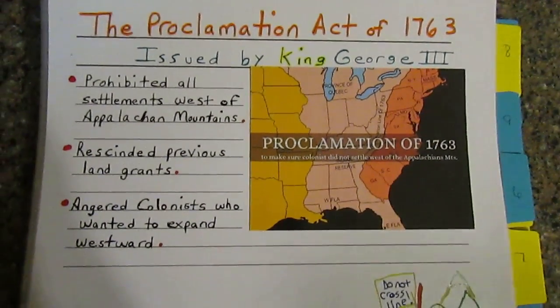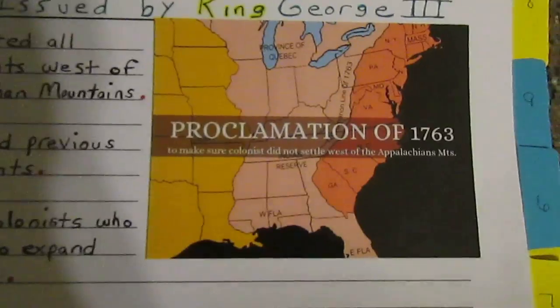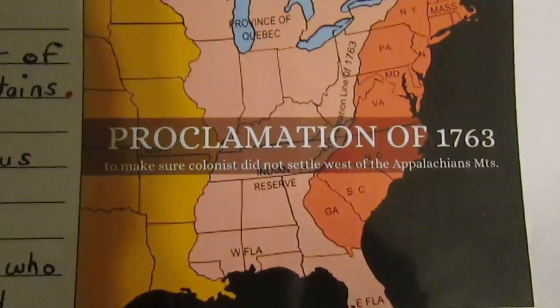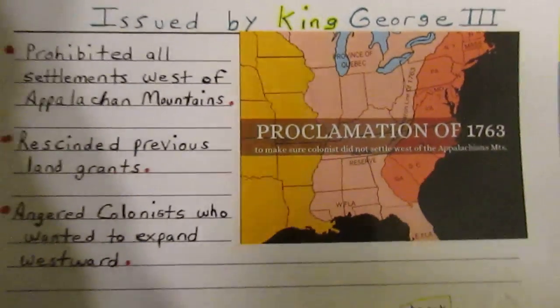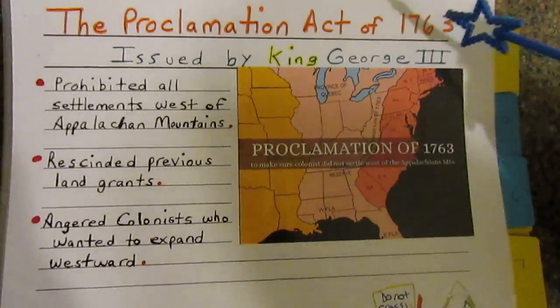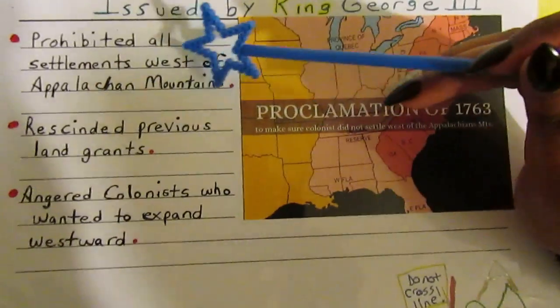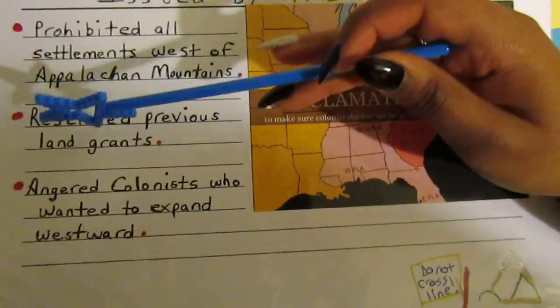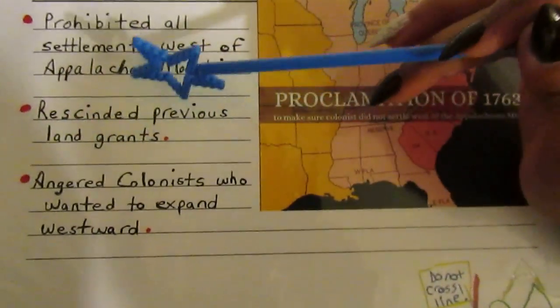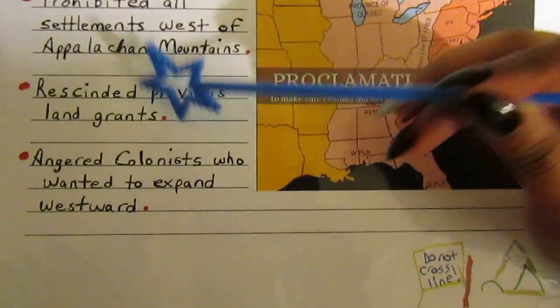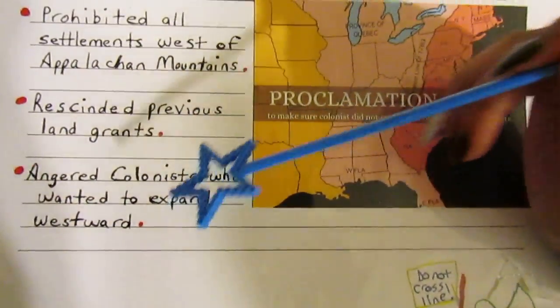The Proclamation Act of 1763 tried to stop American westward expansion, and it was issued by King George III. It prohibited all settlements west of the Appalachian Mountains. It rescinded previous land grants, and it angered the colonists who wanted to expand westward.